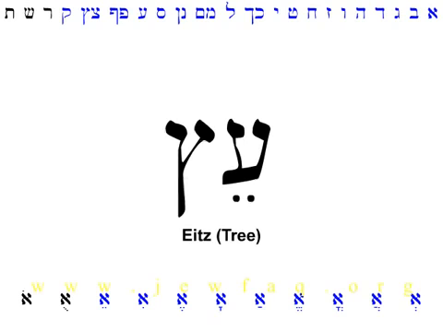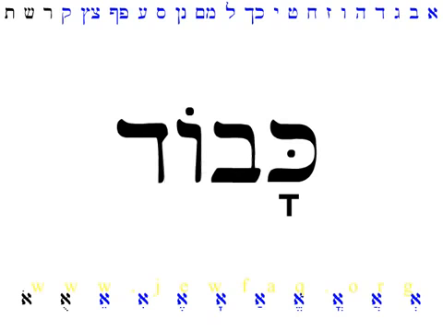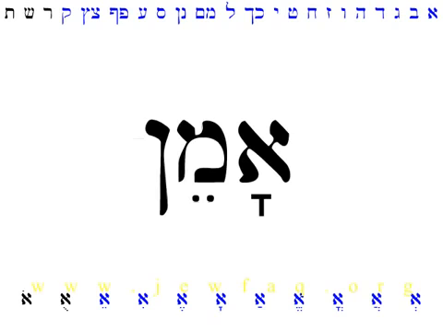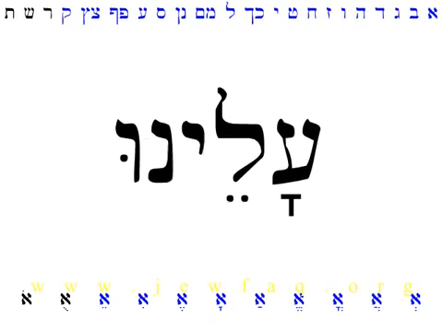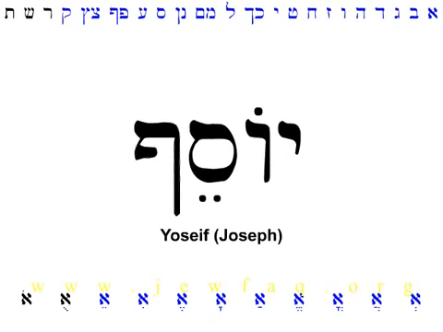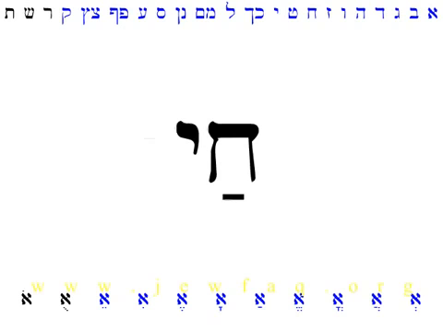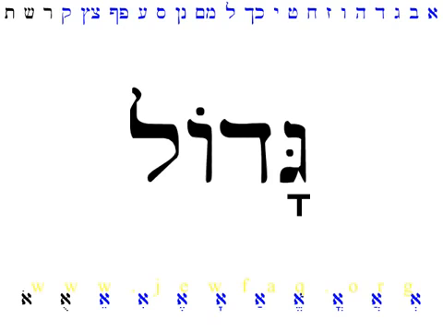Eitz, which means tree. Kavod, which means glory or honor. Amen, a response to prayer. Aleinu, which means upon us and is the name of a well-known prayer. Yosef, which is the name Joseph. Chai, which means lives or living. Gadol, which means great.